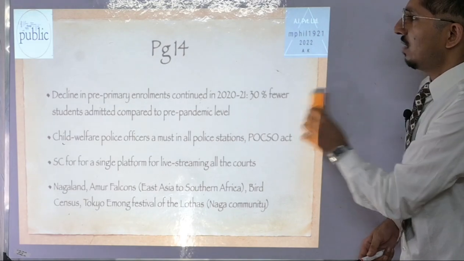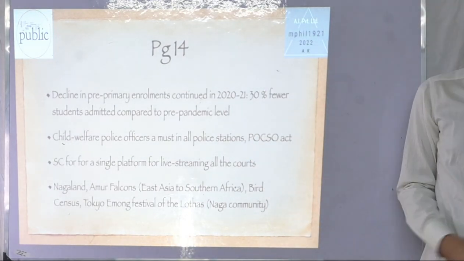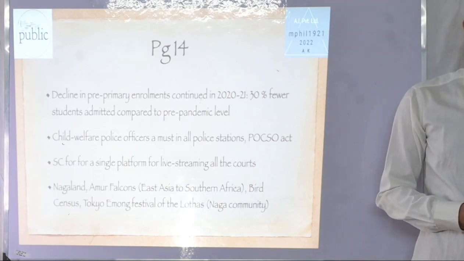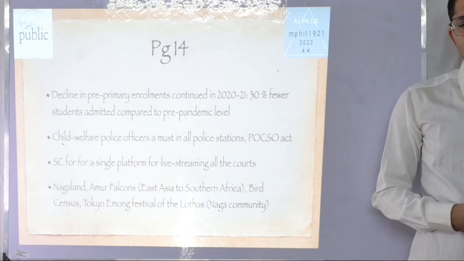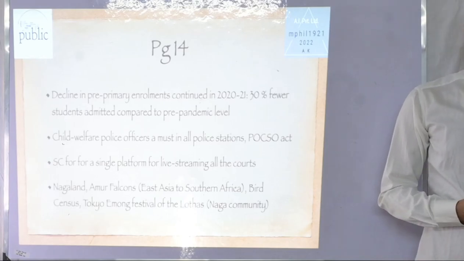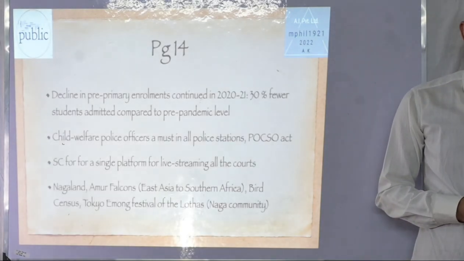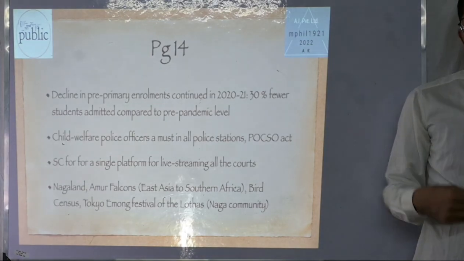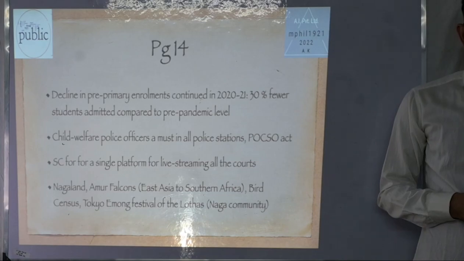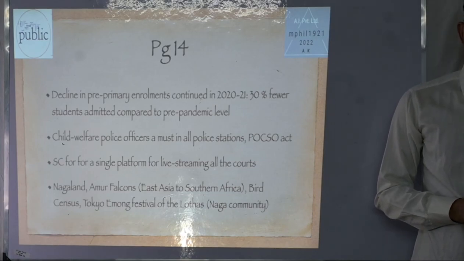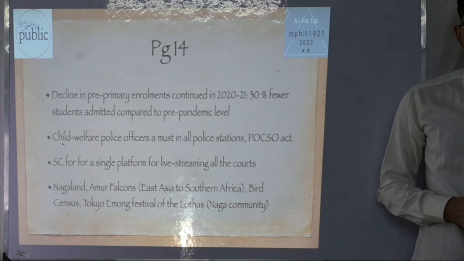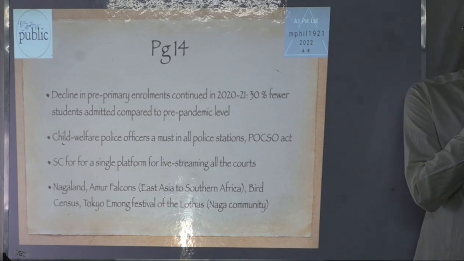Then on page 14, you will find: decline in pre-primary enrollment continued in 2021. It's a government report, so you should at least know some of the facts. You should remember it: 30% fewer students admitted compared to the pre-pandemic level. Then they have detailed in which sections, how the students fared as far as admission and learning outcomes are concerned.